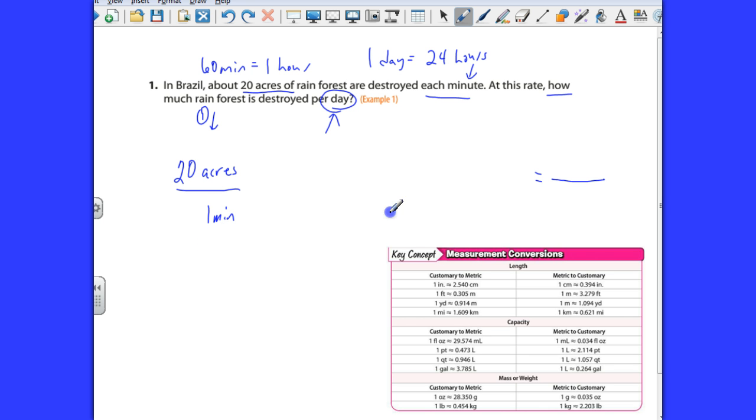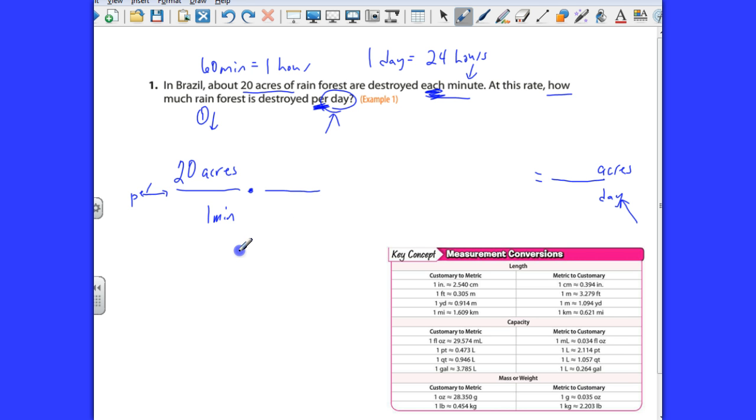I want to go from acres per minute, that means per, which was in the question right here, per day. We're going from per minute, each minute, to per day. So we want to go from acres per minute to acres per day. And that's what we want to figure out. Well, how many is that? Well, here's what I can do. I want to get rid of the minutes and turn them into days here.